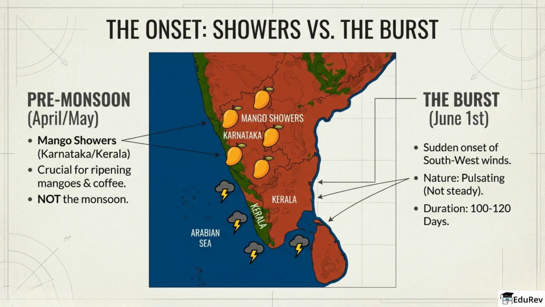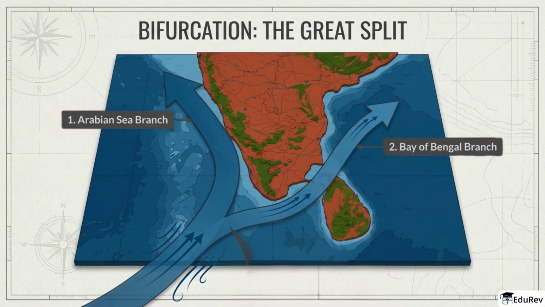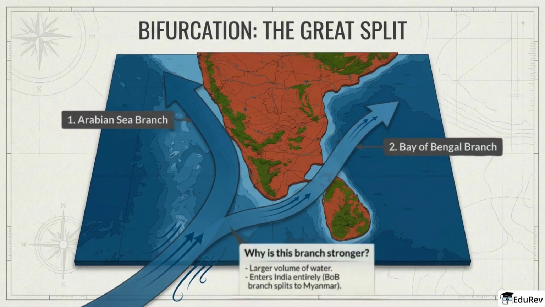Now once it enters India, it does not move as a single wall of rain. It splits. The monsoon bifurcates into two branches. Arabian Sea branch, Bay of Bengal branch. The Bay branch is stronger because it travels over a larger water body and carries more moisture. Understanding this split is essential because rainfall distribution depends on branch pathways. Let's trace the Arabian Sea branch first.